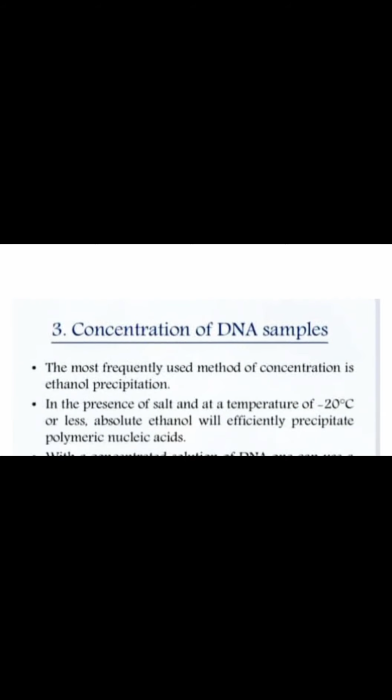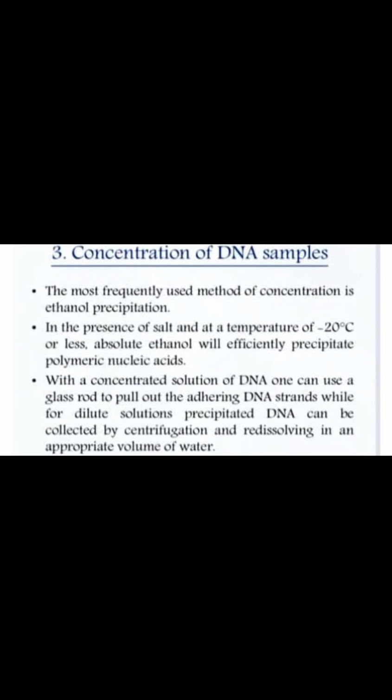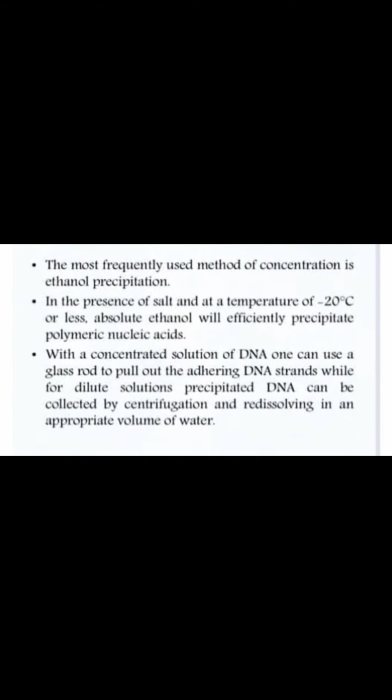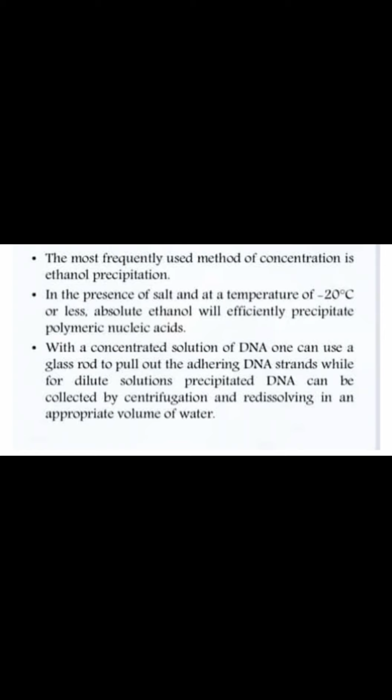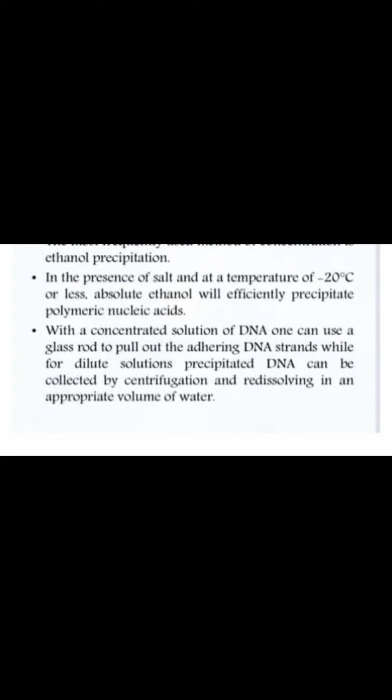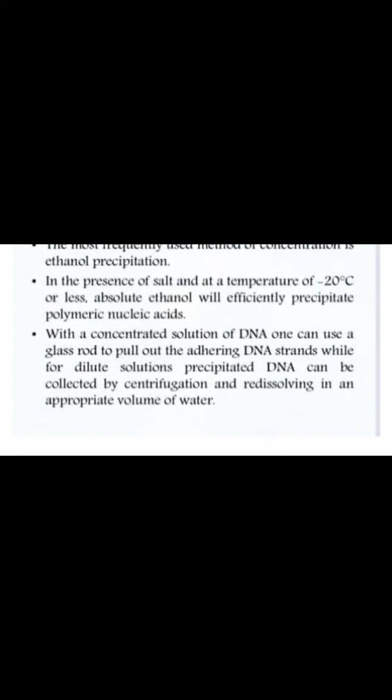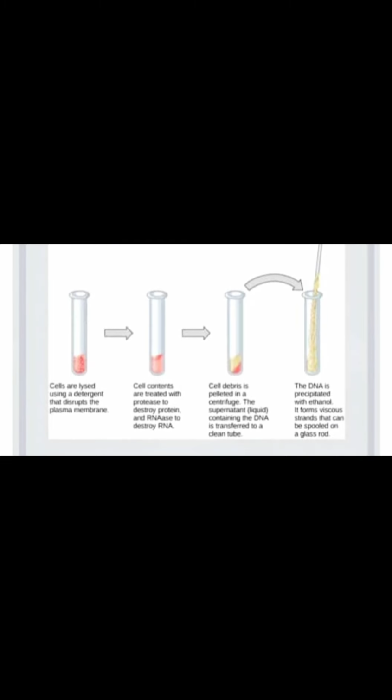Next process is the concentration of DNA samples. The most frequently used method of concentration is ethanol precipitation. At a temperature of -20 degrees or less, absolute ethanol will efficiently precipitate polymeric nucleic acid. So it is a very delicate step, so we need to do it very carefully. So these are the whole steps at a glance of how you will extract the DNA.